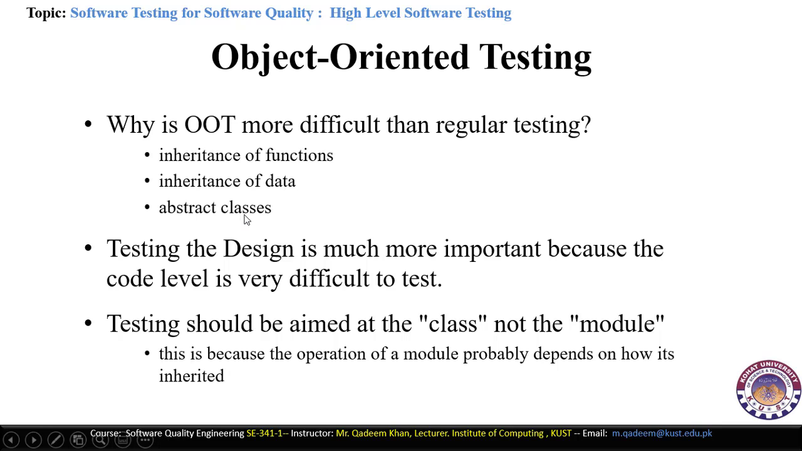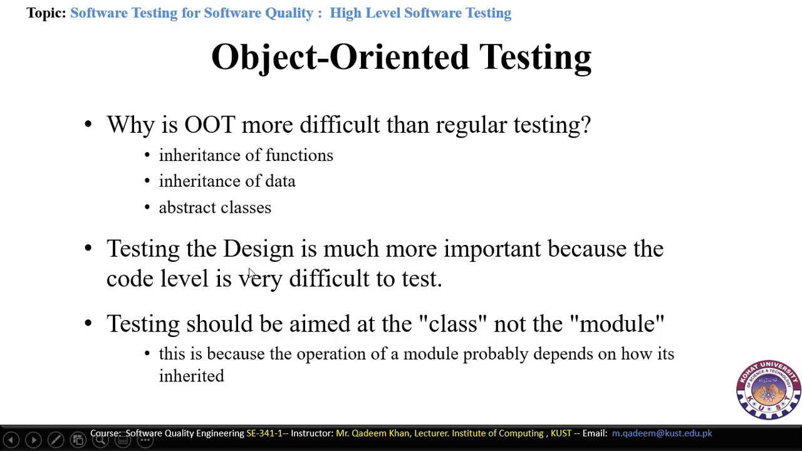And abstract class inheritance is also tested to check that the class is abstract, so that it can share different functions and data with other classes, but it cannot be inherited. Testing the design is much more important because the code level is very difficult to test. So we need to test the design.